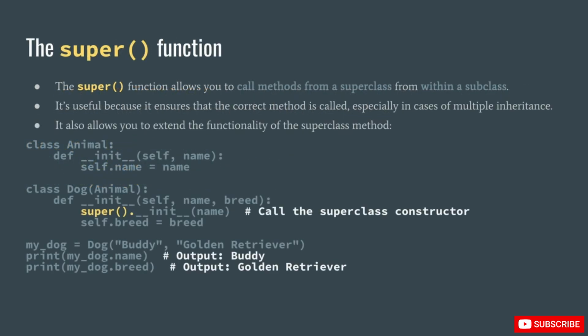The super function allows you to call methods from a superclass within a subclass. This is especially useful in cases of multiple inheritance, as it ensures that the correct method is called, maintaining the integrity of the class hierarchy. It also enables you to extend the functionality of the superclass method.